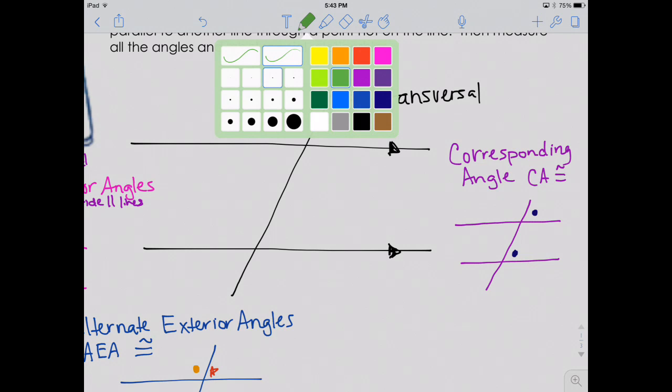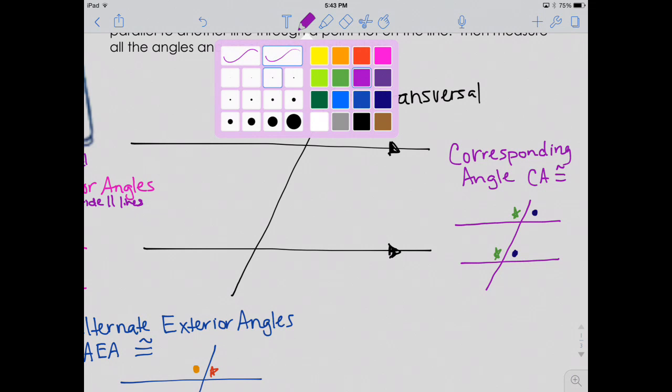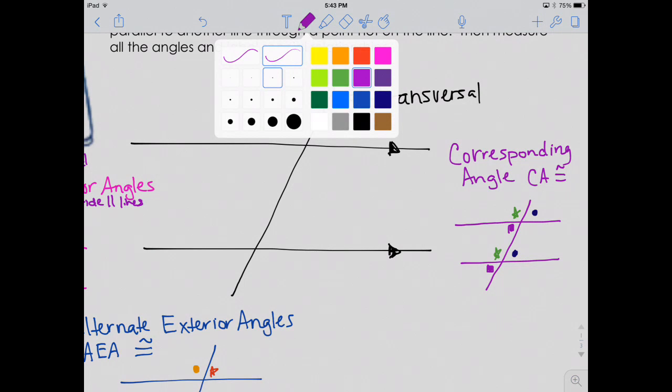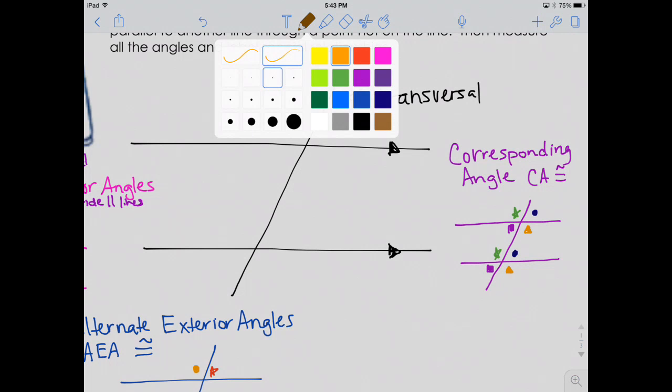It's on the left side of the transversal, top of the parallel line. It's on the left side of the transversal, bottom of the parallel line. Or it's on the right side of the transversal, bottom of the parallel line. So same location, same side of the transversal. Corresponding angles are congruent.